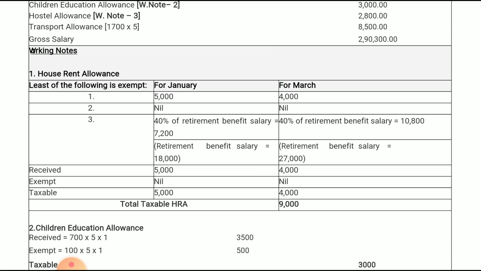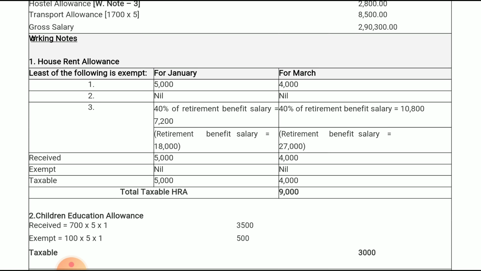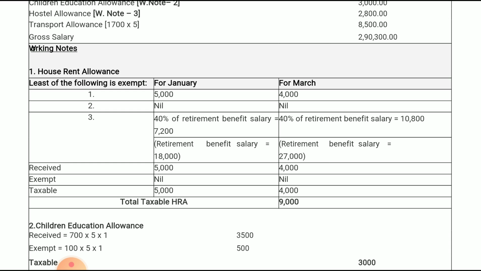So the rule for HRA is actual HRA received, rent paid minus 10% of salary, or 40% of salary for small cities and 50% of salary for big cities. Least of the following is exempt, excess will be taxable. Now in this case actual HRA received is 5,000 for the month of January. Then rent paid minus 10% of salary is nil. Now he is staying in a small city, which means 40% of the salary. That means 40% of 18,000, which means 7,200.